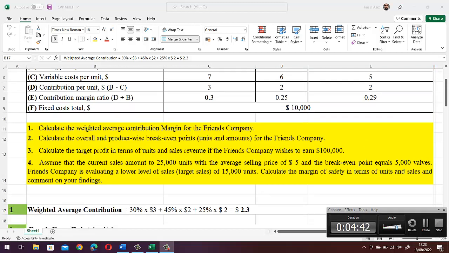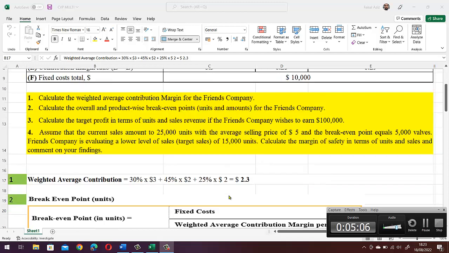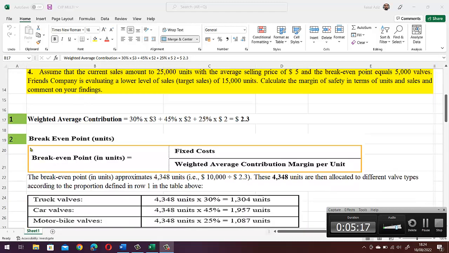So the first requirement is addressed by calculating weighted average contribution by simply multiplying the weightages with the individual contribution and then adding all these weighted contributions to get the weighted average contribution, $2.3. The second requirement is to calculate the overall and product-wise break-even point, units and amounts for the friend's company. So here comes the second requirement of this question.